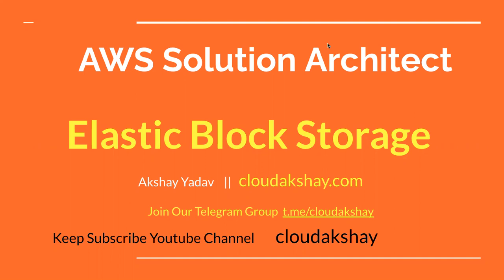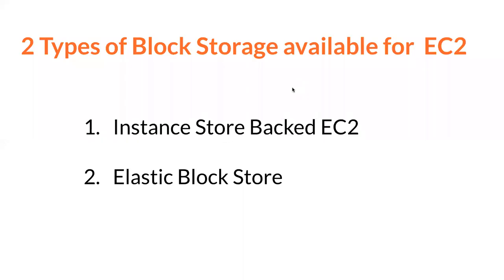So let's start this video. Basically there are two types of block storage available for the EC2 instance machine. First is instance store backed EC2 and second is Elastic Block Storage. So first, instance store backed EC2.